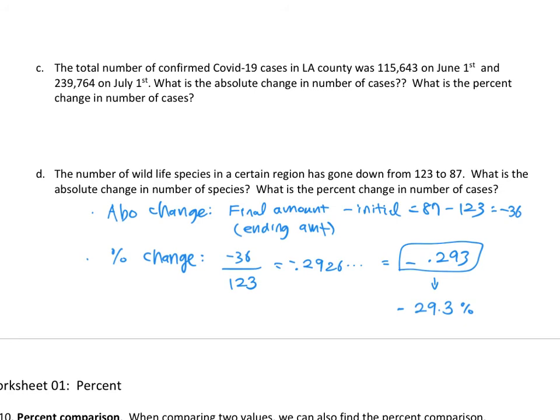Here, you could have kind of ignored the sign, the negative and positive. If you just look at the 36, I could have just done 36 over 123, and then you basically get the same answer, but positive. So that's 29.3%. And you can just say, well, it's gone down. It's clearly gone down. So you can say it's decreased by 29.3%. You can just say that also. Either way, it'll be fine. All right, I'm gonna have you finish the rest of number 9. We'll meet back at number 10.